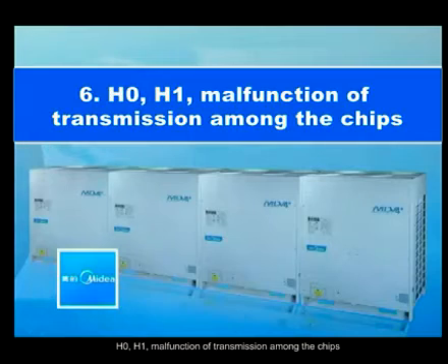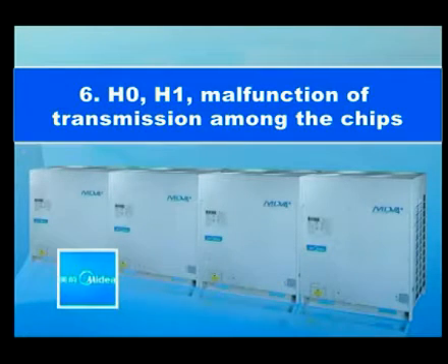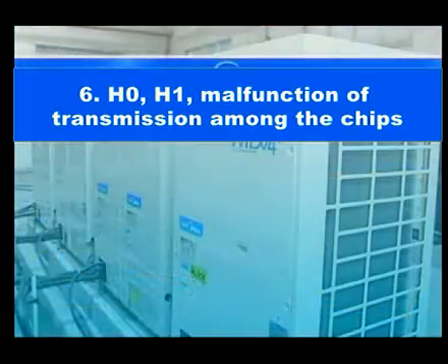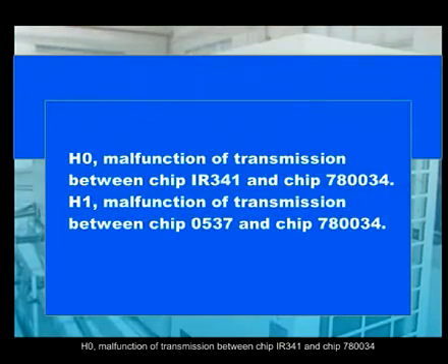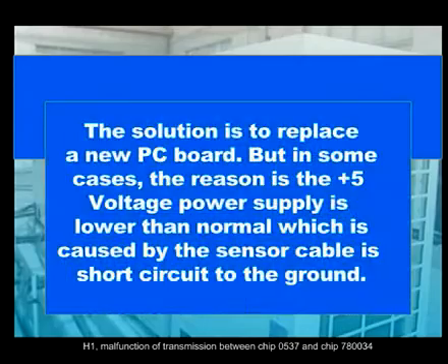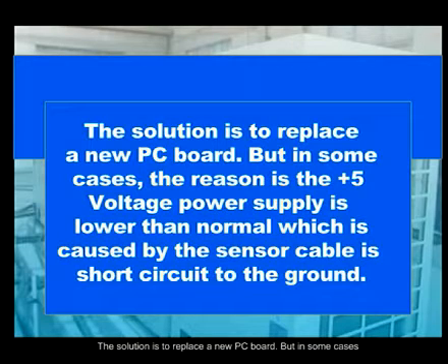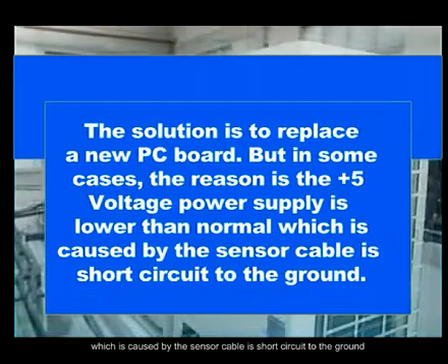H0, H1. Malfunction of transmission among the chips. H0, malfunction of transmission between the chip IR341 and chip 780034. H1, malfunction of transmission between chip 0537 and chip 780034. The solution is to replace a new PC board. But in some cases, the reason is that the +5 volt power supply is lower than normal, which is caused by the sensor cable being short circuit to the ground.